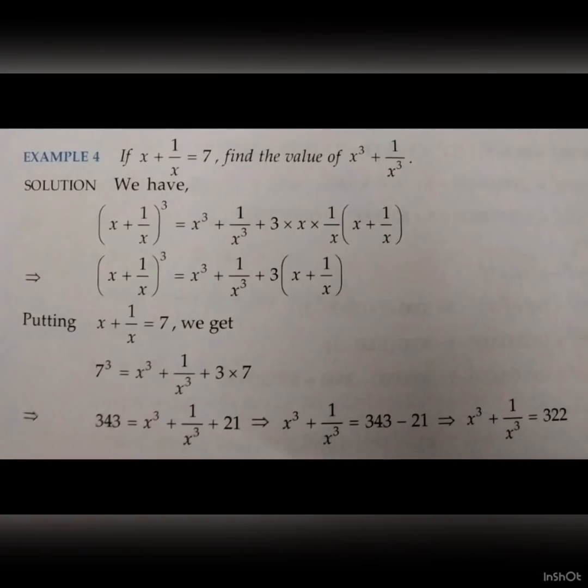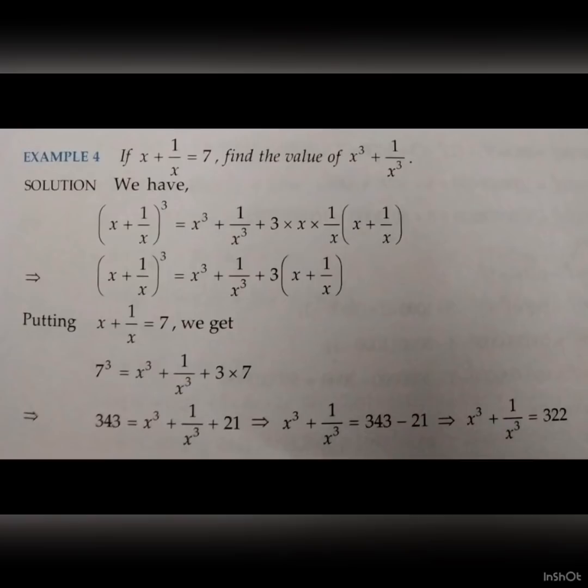Now if x plus 1 by x is equals to 7, find the value of x cube plus 1 by x cube. Now x plus 1 by x whole cube is equals to, using identity, cube of first term plus cube of second term plus 3 into first term into second term into inside the bracket first term plus second term. Let us use this identity. So x plus 1 by x whole cube is equals to x cube plus 1 upon x cube plus 3 into x into 1 by x into x plus 1 by x.